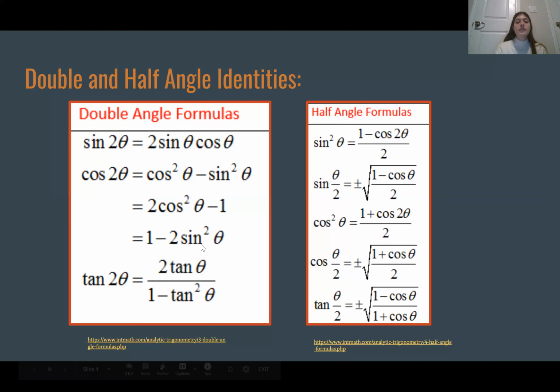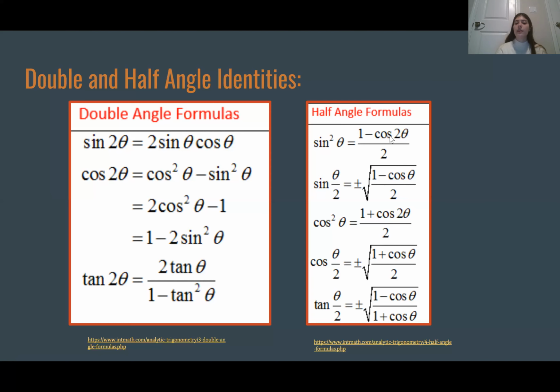So these are the double angle formulas. Hopefully you've been taking the time while I have been rambling to write these down. We've got double angles on the left and half angles on the right. Now these half angle formulas look super tricky. We've got sine squared theta equals 1 minus cosine 2 theta over 2. That's a little ugly, we don't like that too much, and we've also got some square roots in here.